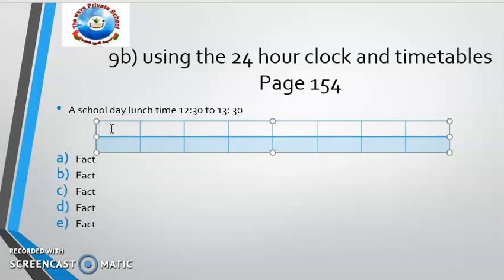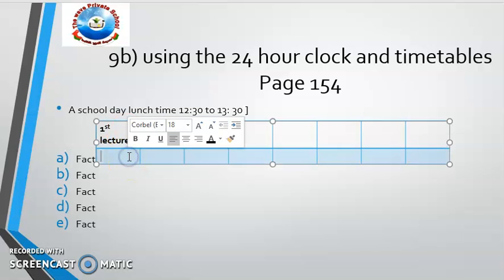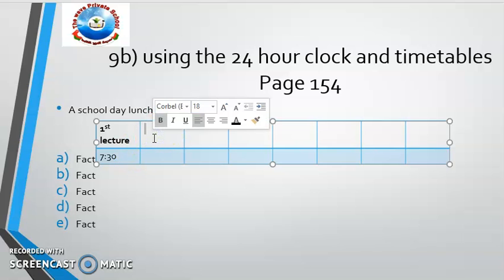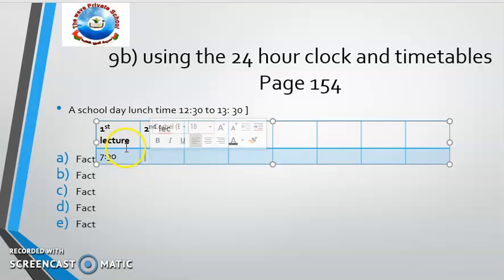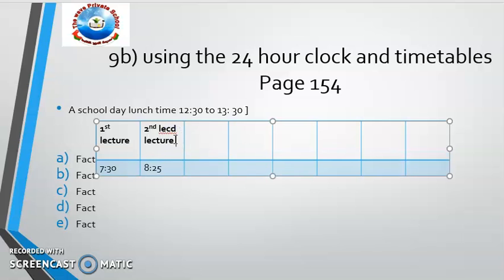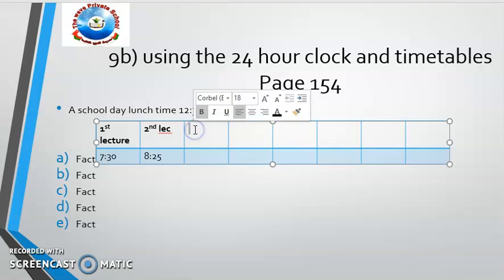Here you have to write your first lecture. So your first lecture starts at 7:30 AM. And in 24-hour notation, you don't need to write AM or PM. 7:30 already means AM. Second lecture, write second lecture, and that starts at 8:25. And the third lecture starts at 9:15. The fourth one starts at 10:05.